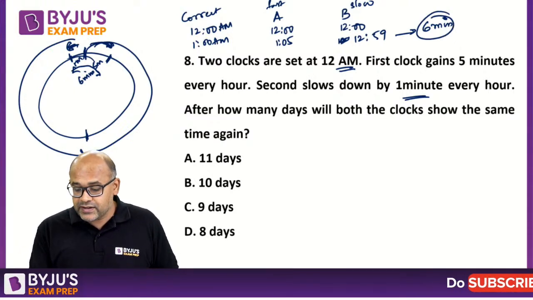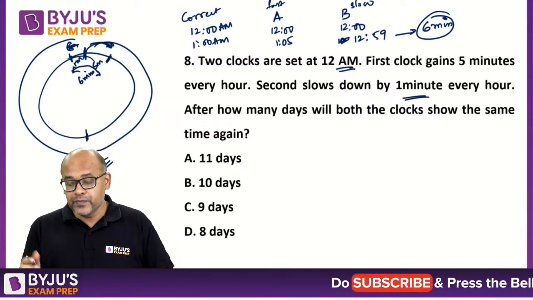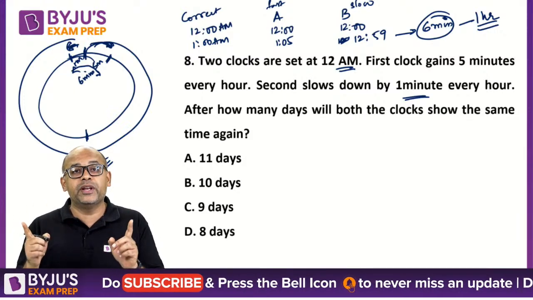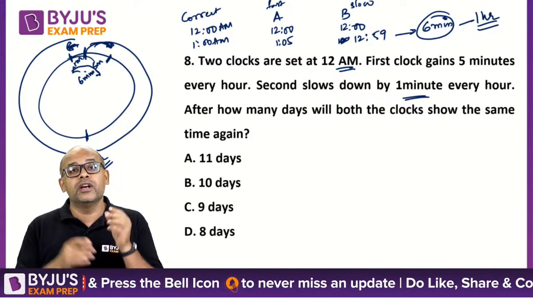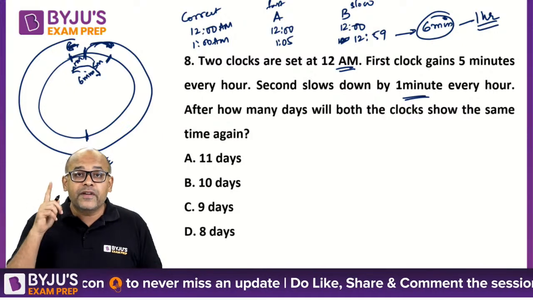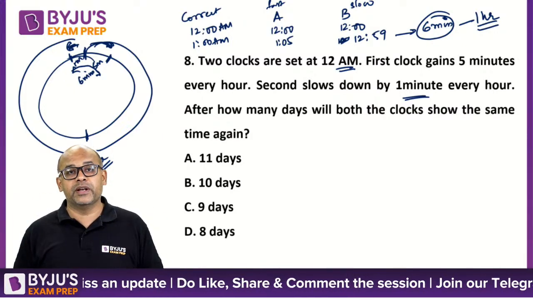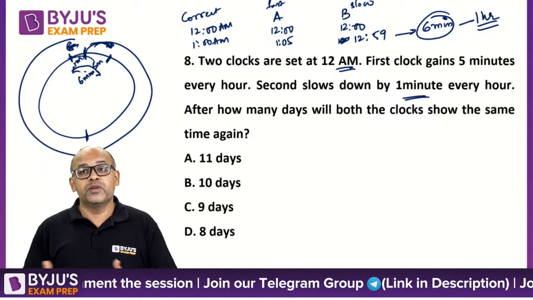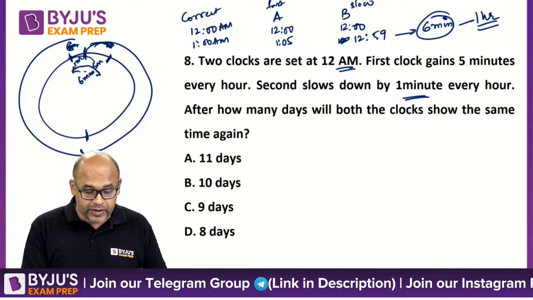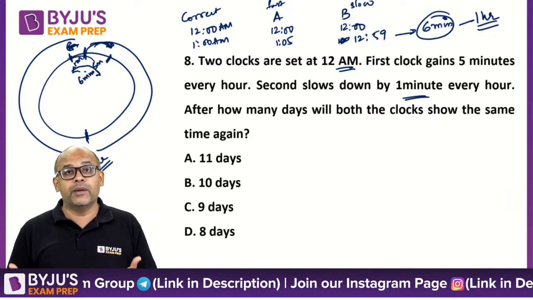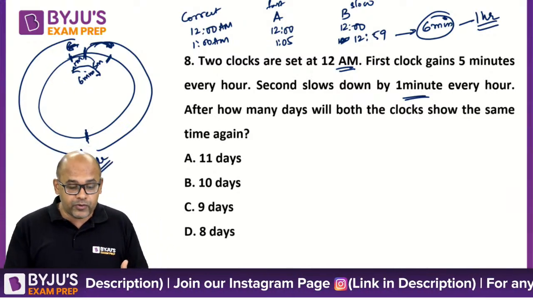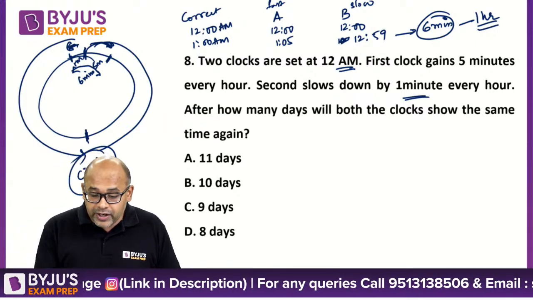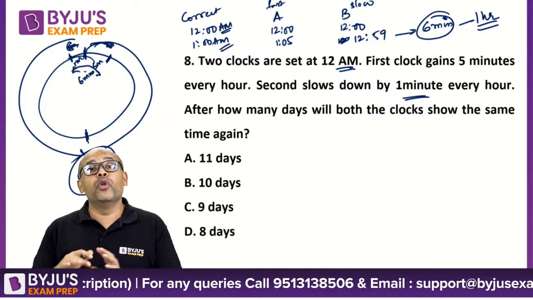So 6 minutes will be the distance between them for every 1 hour. For every 1 hour, the distance between them will become 6 minutes. Starting point, they are all at the same point, so the initial distance was 0. Every 1 hour, the distance between them becomes 6 minutes. Right? Now, if they are meeting for the first time, which means both of them are showing the same time, they are both at the same point, showing the same time, it means the total distance between them should be equal to the circle. That is when you are dealing with AM and PM not being there.